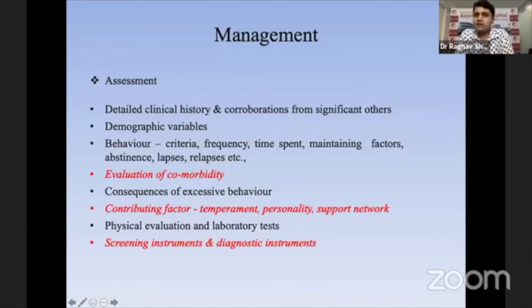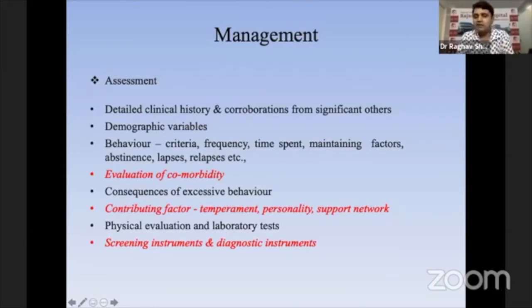So management begins with assessment. A detailed assessment of a behavior is necessary. In this, a detailed history is required not just from the person who is under consideration, but also from the family members, which can be very unlike many physical diseases where we don't actually always require somebody else's report. But here it is essential.